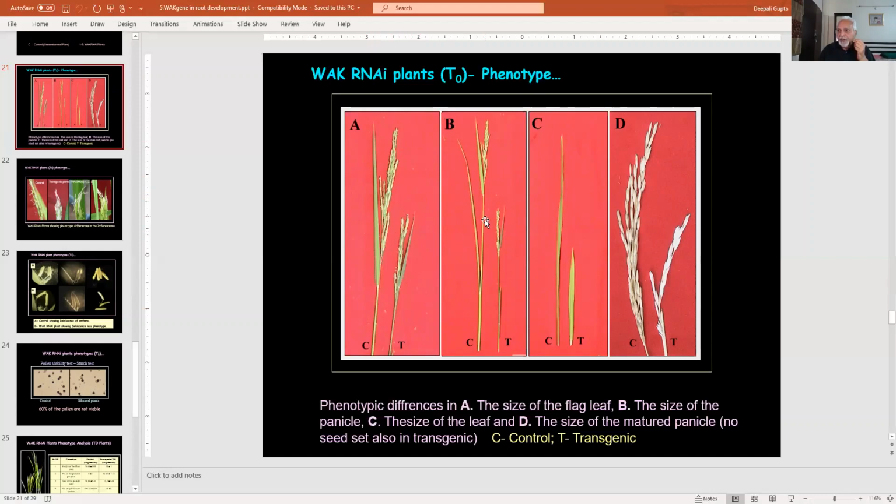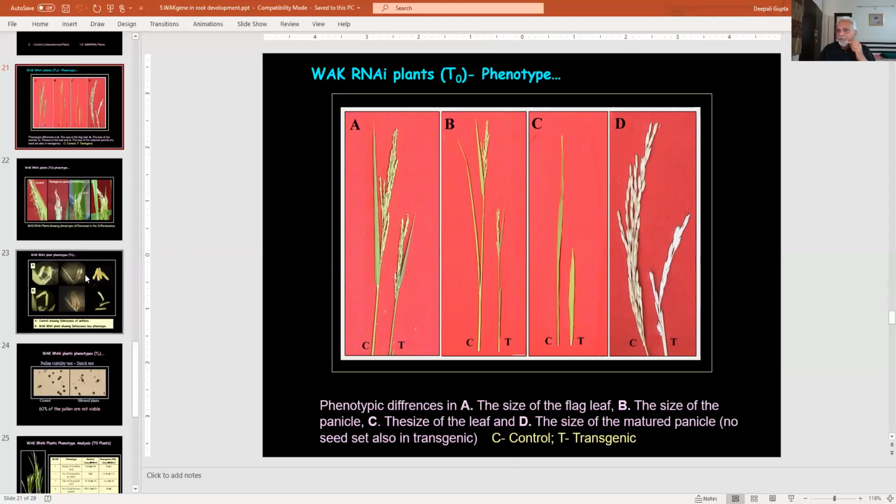Similarly, this is the size of panicle. This is the panicle I have been referring to. It is very, very short in the transgenic plants where the gene is silenced as compared to the normal. And this is the leaf size, and details of the panicle here. This is the normal panicle, and this is the panicle from the silenced plant.